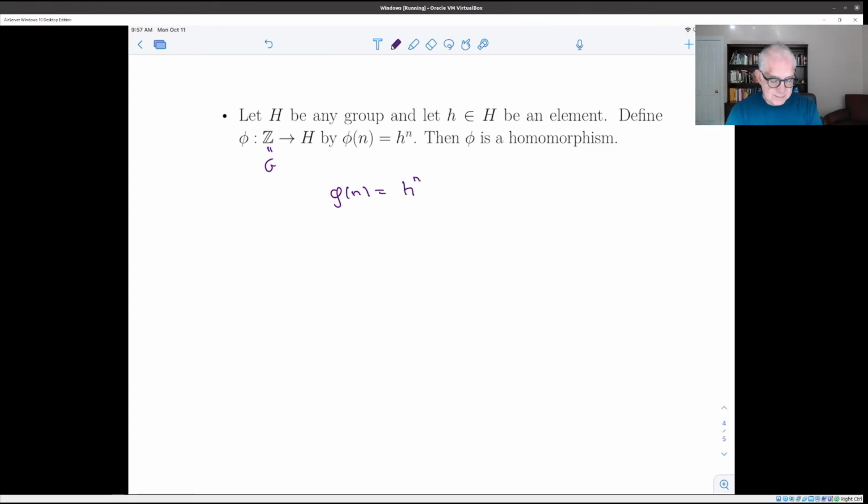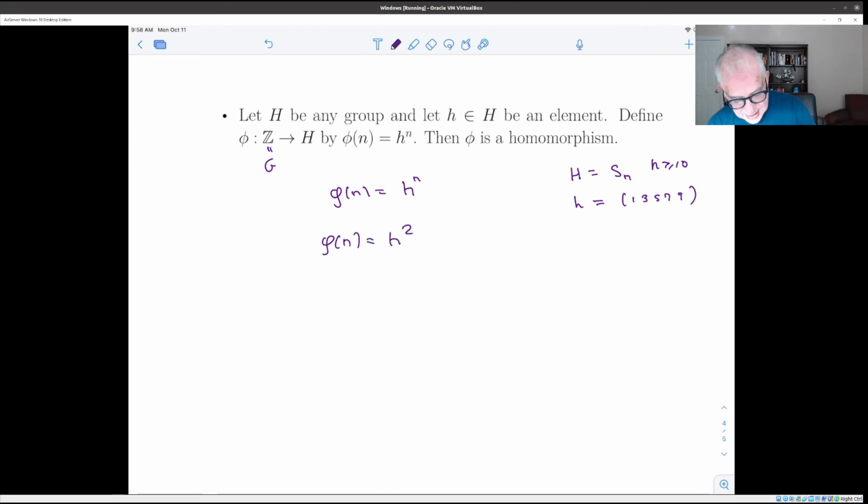So you could take any example that you want. If H were, for example, Sn, where n is big, I could choose h to be maybe the permutation (1 3 5 7 9). Then I define phi of an integer n to be h to the n. So phi of 0 is the identity, phi of 1 is h, phi of 2 is h squared, and so on.